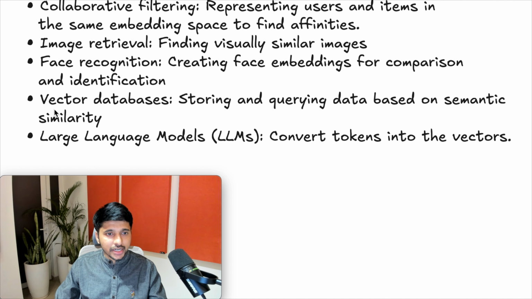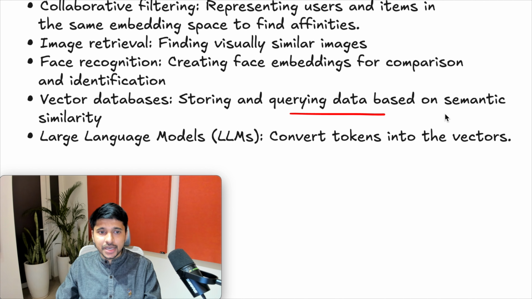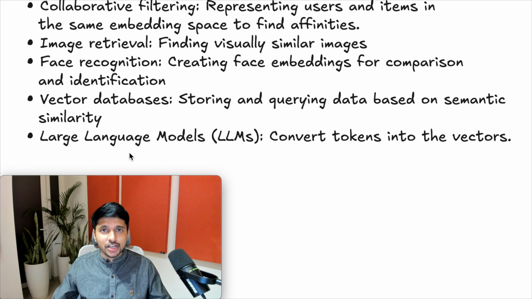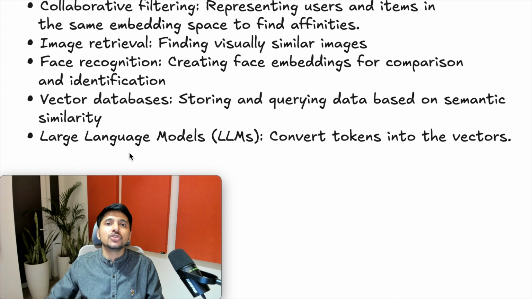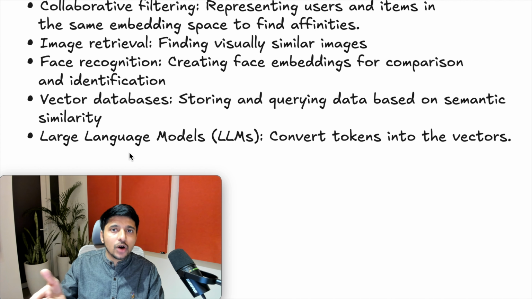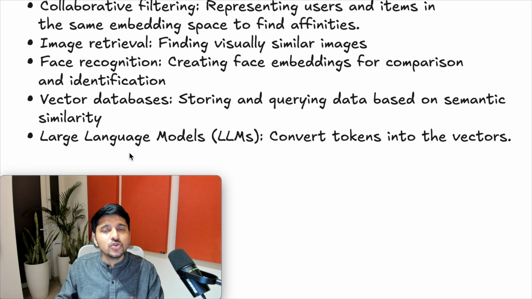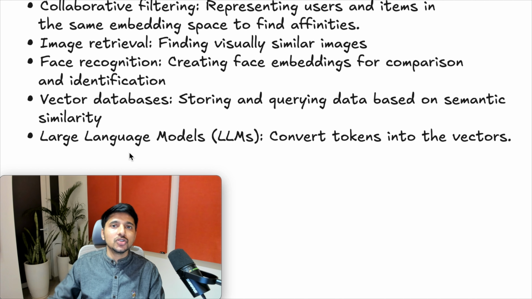Next example is vector databases. We have seen there are many vector databases. They use embeddings to store and query the data based on semantic similarity. And finally, we have the large language model, which is something everybody is talking about. That also uses embeddings to convert the tokens into vectors. And I think I might plan a video on how embeddings are internally used in large language models.